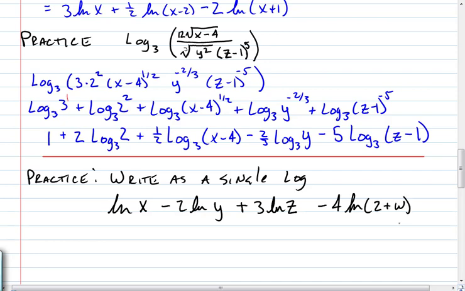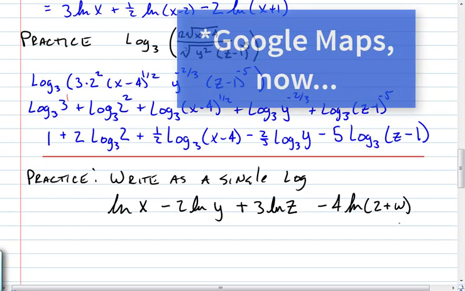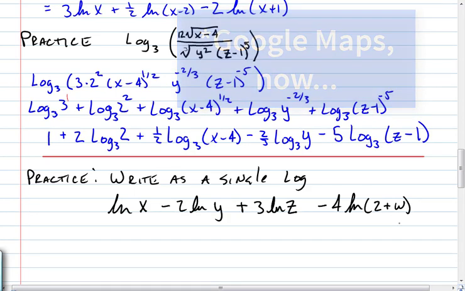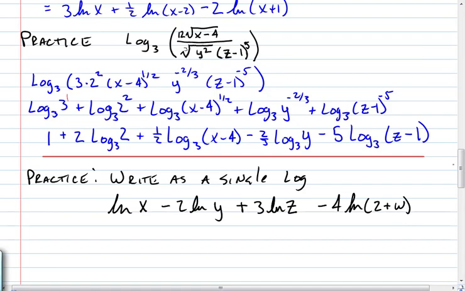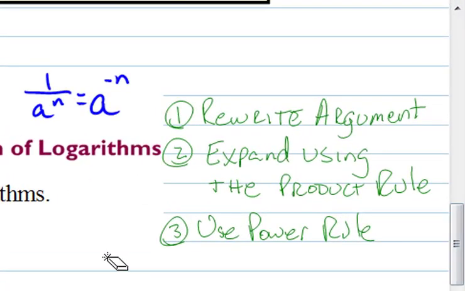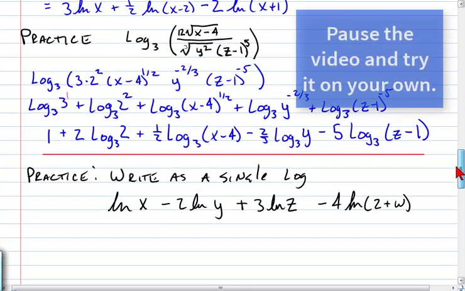Rewrite this then as a single natural log. By the way, when you print out directions on MapQuest to go somewhere, do you print out the directions to go back home? No, you just follow them in reverse order. Remember these directions back here that I gave you for expanding? Let's now follow them in reverse order and see if we can do this.